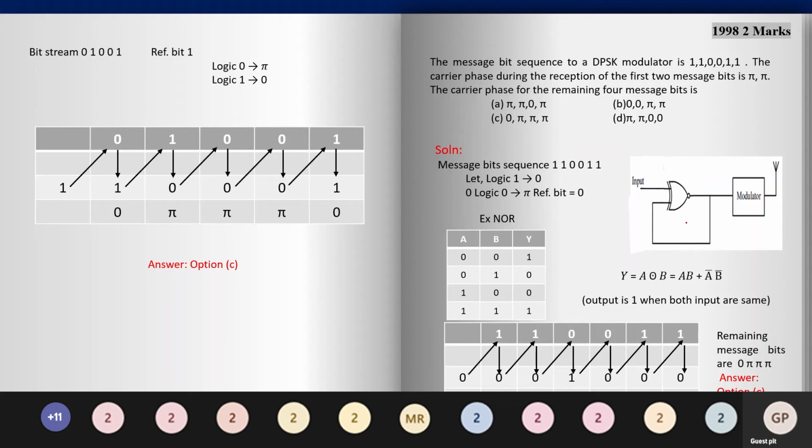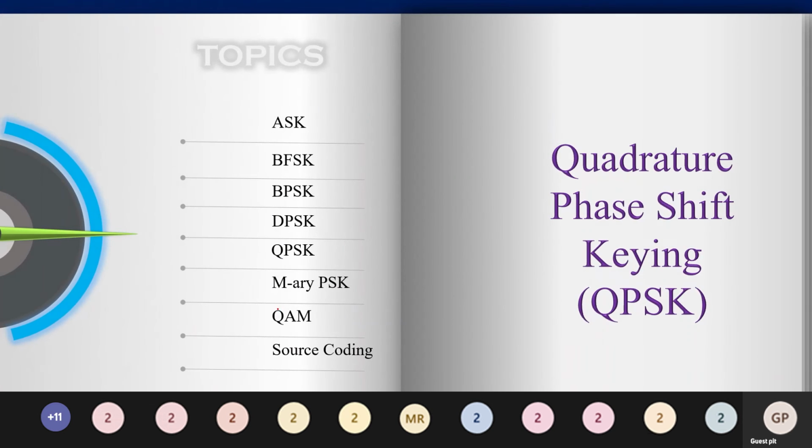So in the same manner, we'll see the question here. Instead of XOR, we have used XNOR. Okay, the same pattern, and you'll get the output. So the first 2 bits are given. So pi is given. Once you perform the XNOR operation using this truth table, you'll get the same answer here. So that's it. That's about DPSK.